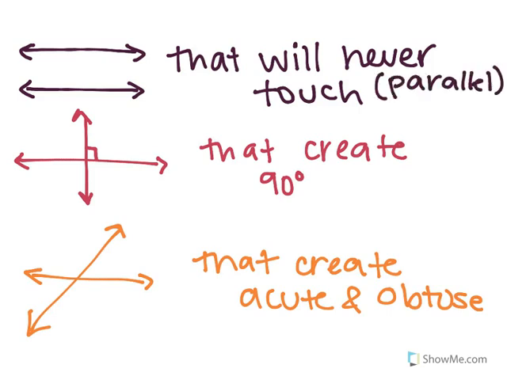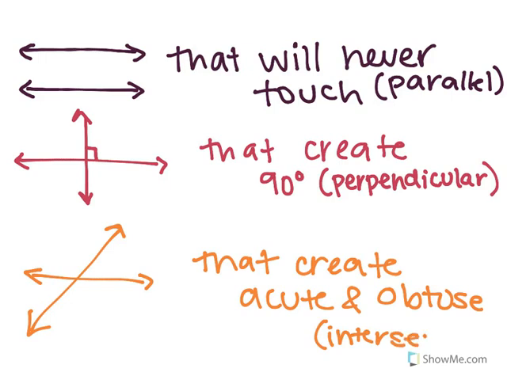And I'm going to write the names by each. Parallel, perpendicular, and then intersecting. If you'd like to, you can pause the video, copy this down. You're going to need to know these for the next part that we do in this video.